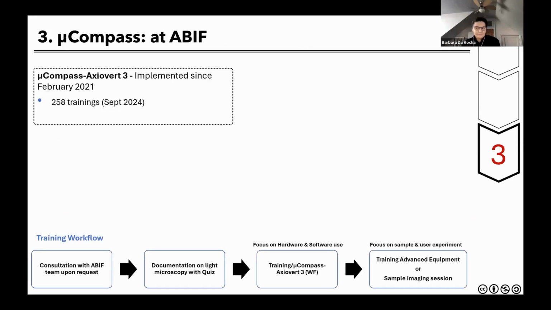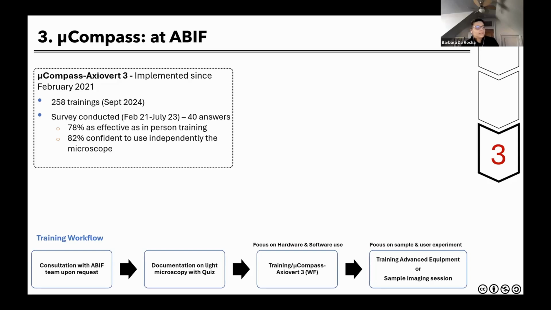Within the ABIF, we have implemented the MicroCompass since February 2021. We have held 258 trainings with the MicroCompass. We also ran a survey for our users, and we had 40 answers. 78% of the participants believe it is as effective as an in-person training, and 82% feel confident to use the microscope independently after the training.